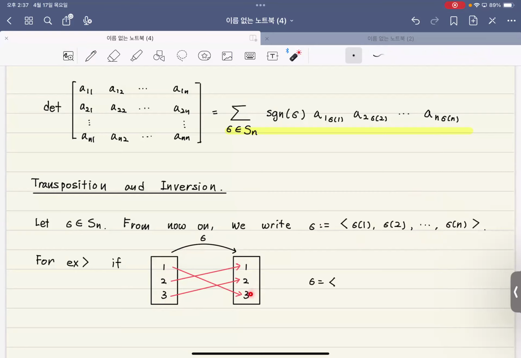1 goes to 3. So therefore, the first number appears here. It's going to be 3. And 2 goes to 1. So the second number must be 1. And 3 goes to 2. So the last number must be, sorry, 2. Okay. So this is an easy notation.